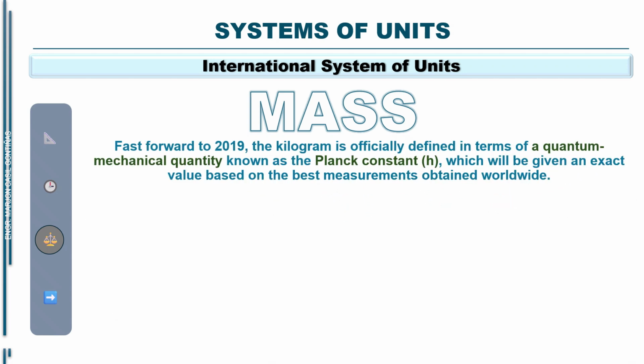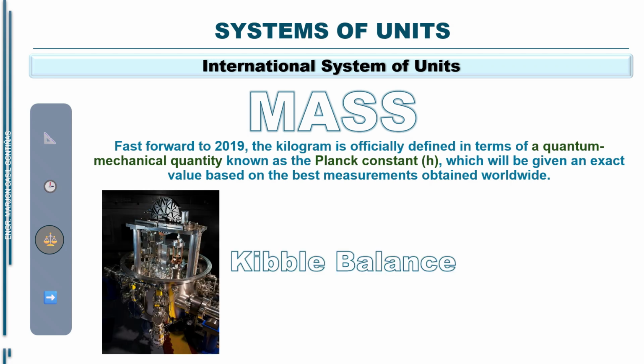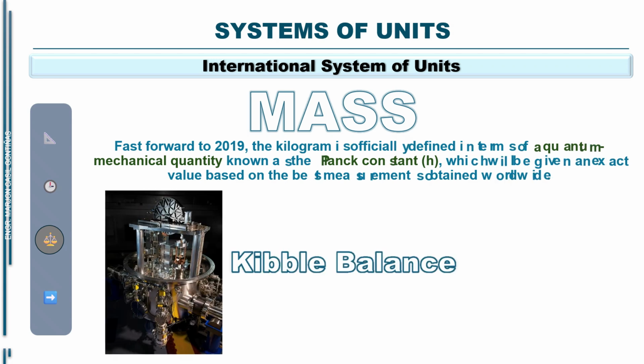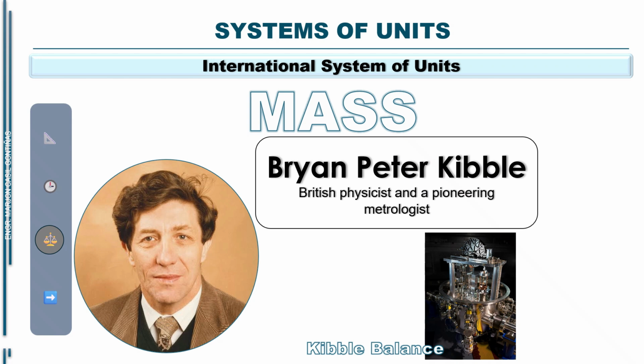Fast forward to 2019, the kilogram was officially redefined using Planck's constant, thanks to precision instruments like the Kibble balance, invented by Brian Peter Kibble. Now, instead of relying on a physical object, we define mass based on a fixed universal constant tied to the laws of physics. So from a simple metal cylinder to the cutting edge of quantum physics, that's how we measure mass today. But how does the Kibble balance work? We'll save that for another video.